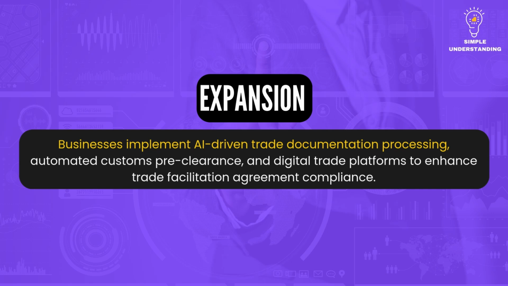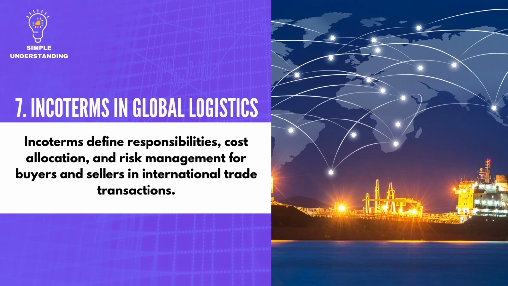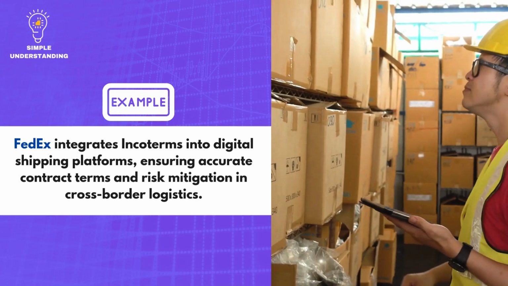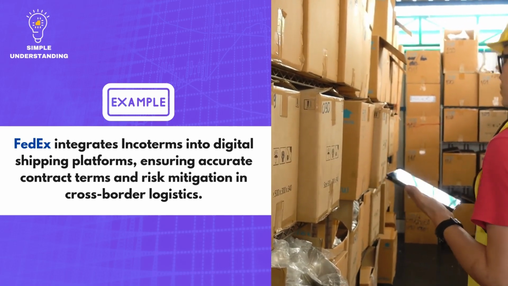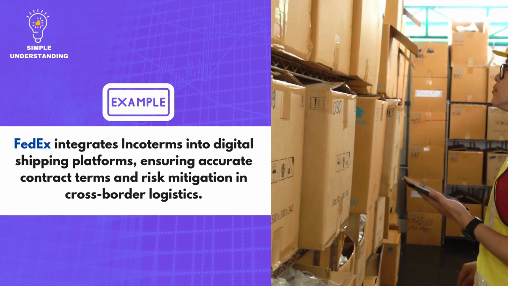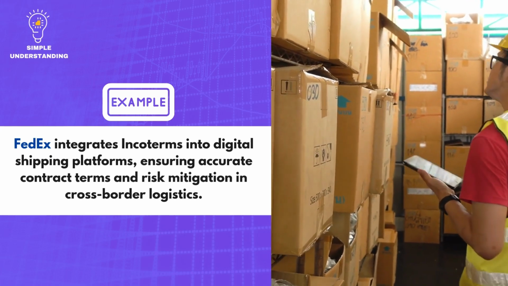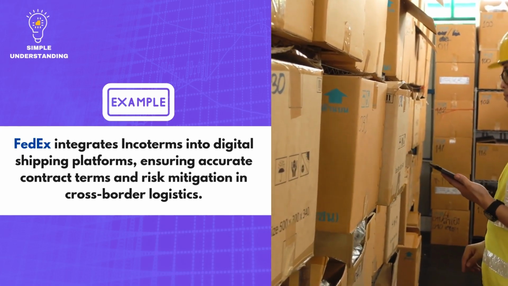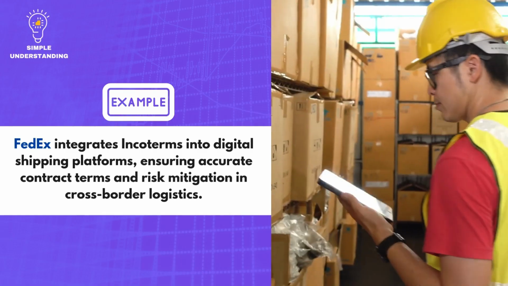agreement compliance. 7. Incoterms and global logistics. Explanation: Incoterms define responsibilities, cost allocation, and risk management for buyers and sellers in international trade transactions. Real company example: FedEx integrates Incoterms into digital shipping platforms, ensuring accurate contract terms and risk mitigation in cross-border logistics.